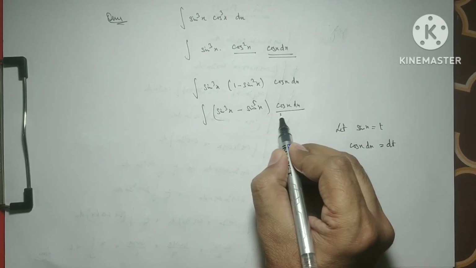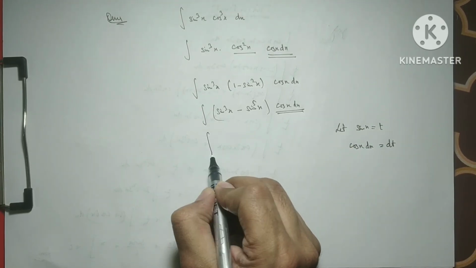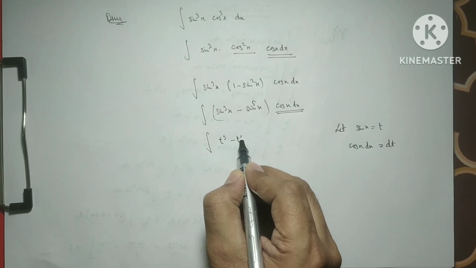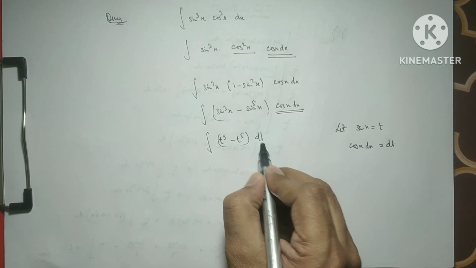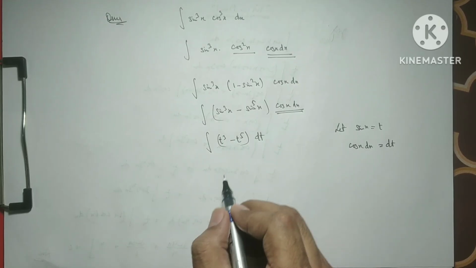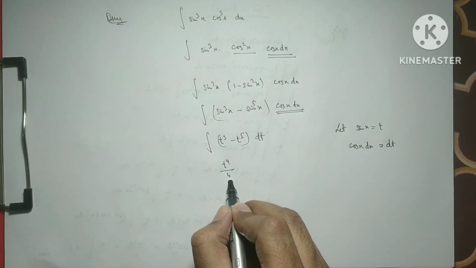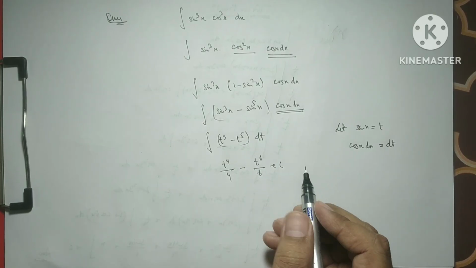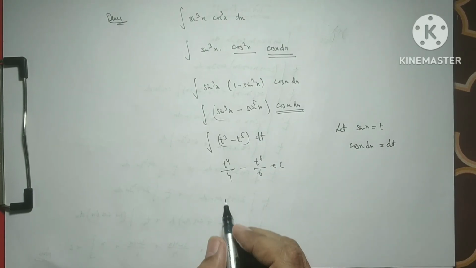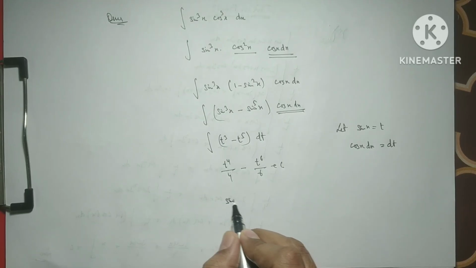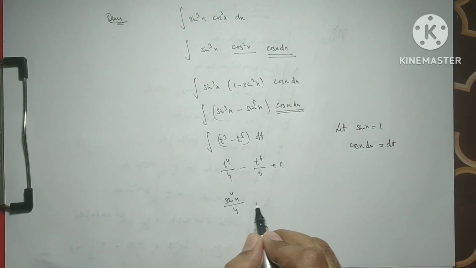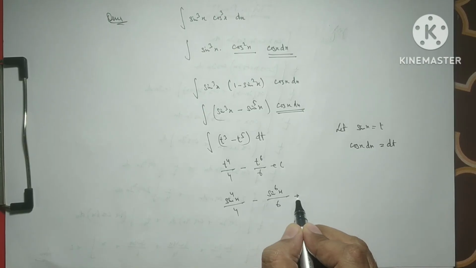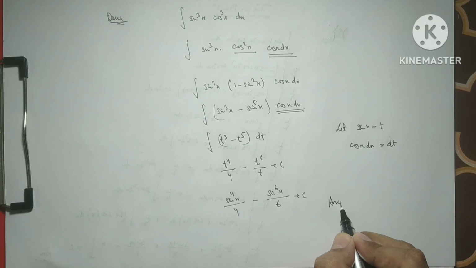So the value of this is dt, and we substitute sin x as t, so it is t cube minus t raised to 5 dt. So using the power formula we get t to the power 4 over 4 minus t to the power 6 over 6 plus c. Again we substitute the value of t as sin x in this expression. So we have sin x to the power 4 divided by 4 minus sin x to the power 6 over 6 plus c. So this is the answer.